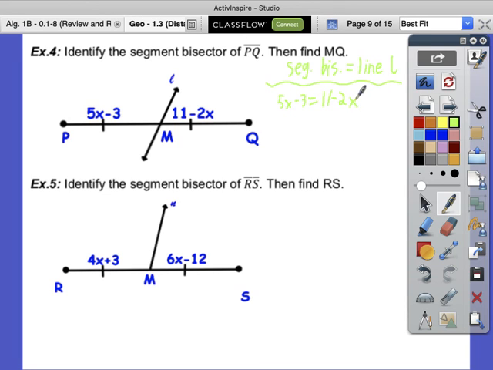So big picture, we set up this equation because these are congruent, so we can set them equal. This will help us find x, which can then help us plug it in to find MQ, which is our goal. So big picture, that's why we're doing this, okay? I want you guys to understand the why, not just say, here are the steps, memorize. Math is about thinking, critical thinking, okay? So I want us to understand why we're doing it.